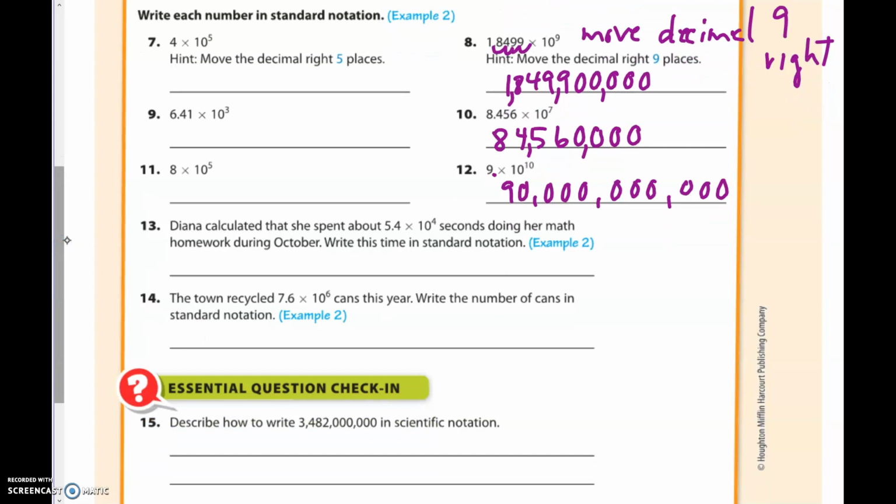All right, number 14, the town recycled 7.6 times 10 to the 6th cans this year. Write the number of cans in standard notation. So I have my 7. I'm going to go around the 6, that's 1, and I have to move it 6 places. So I moved it 1, 2, 3, 4, 5, 6 places. And go back in and put your commas in.